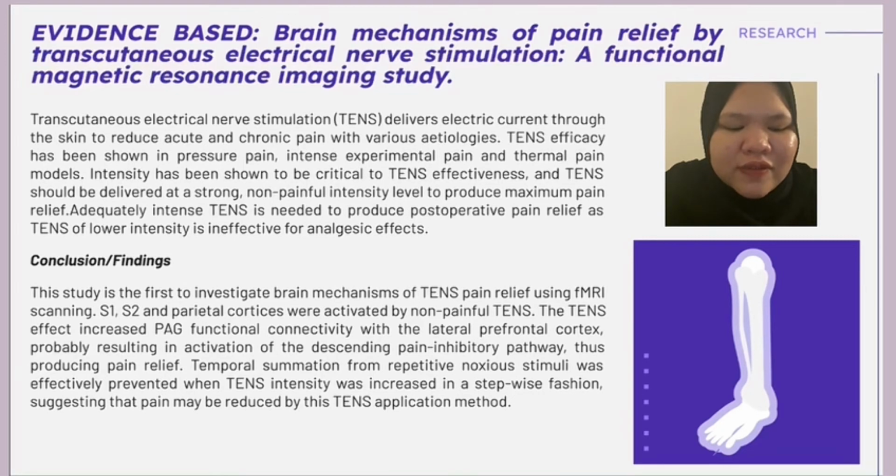The TENS effect increased PAG functional connectivity with the lateral prefrontal cortex, probably resulting in activation of the descending pain inhibitory pathway, thus producing pain relief. Temporal summation from repetitive noxious stimuli was effectively prevented when TENS intensity was increased in a stepwise fashion, suggesting that pain may be reduced by this TENS application method.